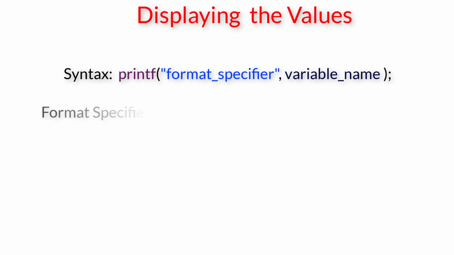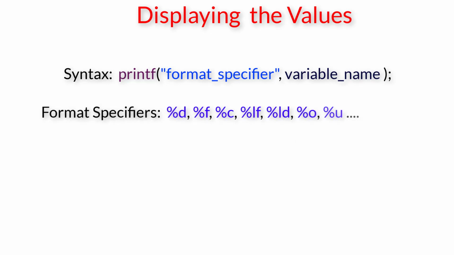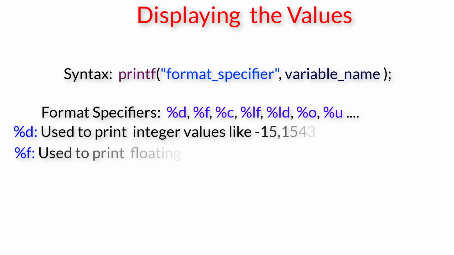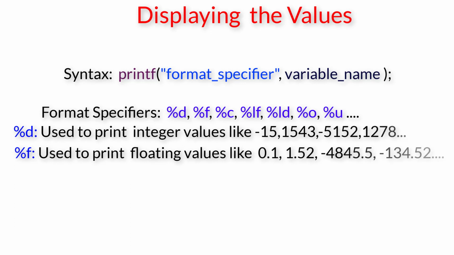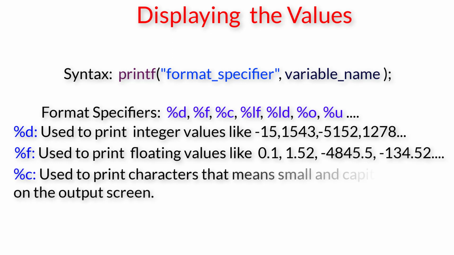Following are some of the format specifiers. %d is used to print the integer data on the output screen. %f is another format specifier used to print floating values like 0.1, 1.52 etc. %c is used to print characters, that means small and capital letters, on the output screen.